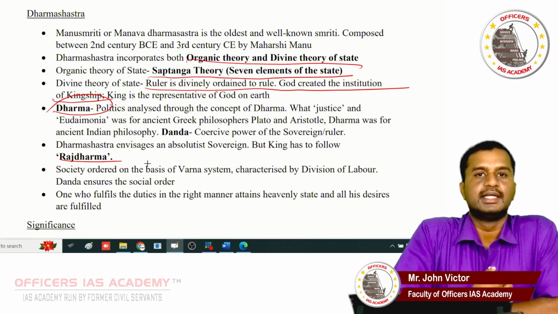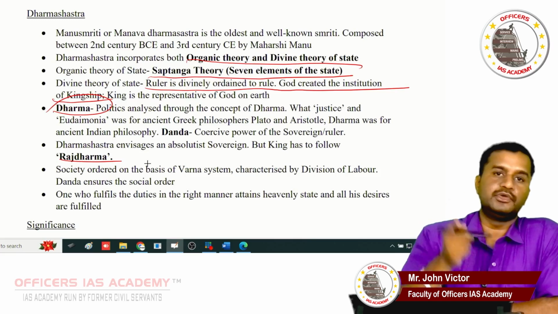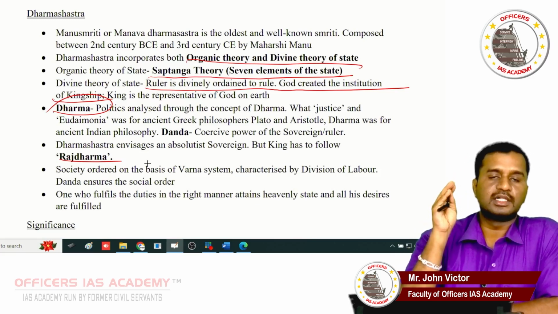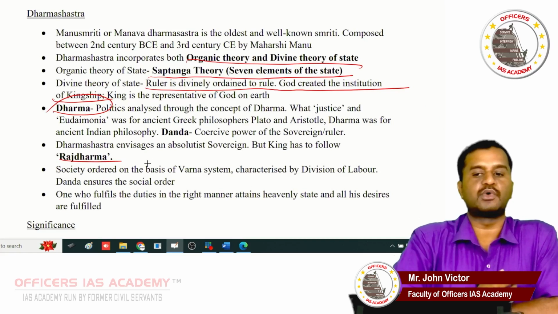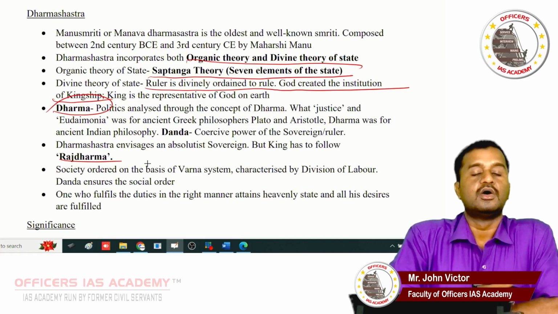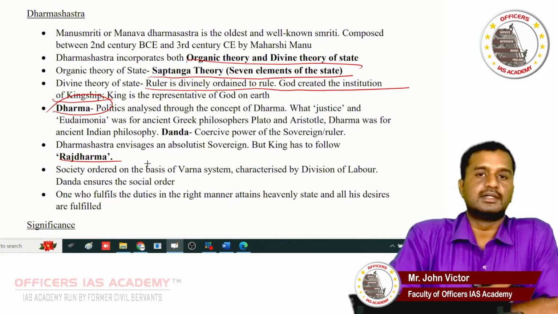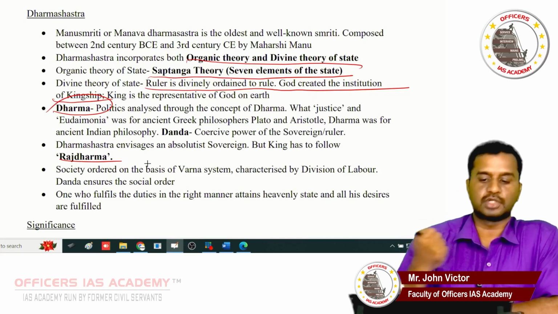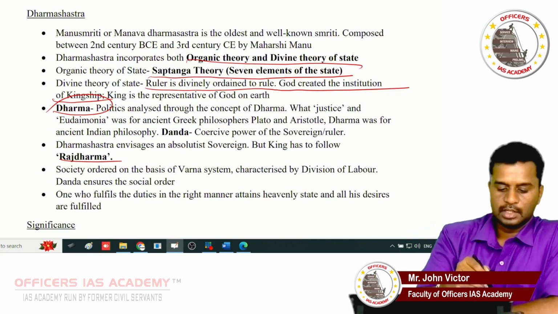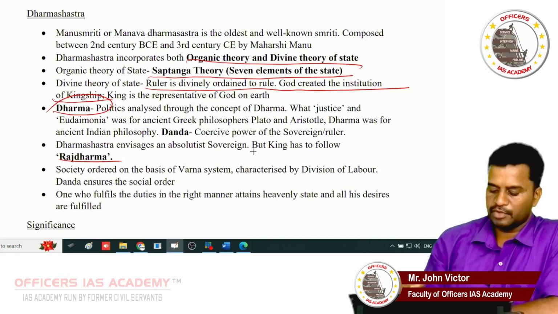This is very important. Greek philosophy did not give duties to the king. Even modern scholars like Hobbes made their rulers sovereign. Duties were not given to the ruler by Hobbes. But Dharma Shastra in the ancient period gave duties to the sovereign. So mention the duties given to the sovereign also.